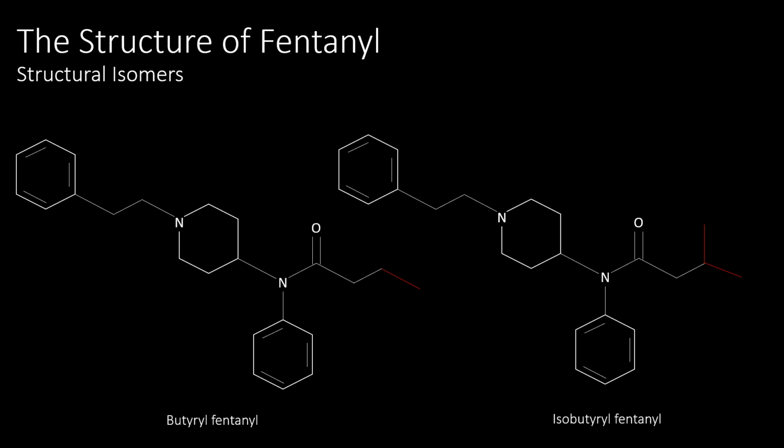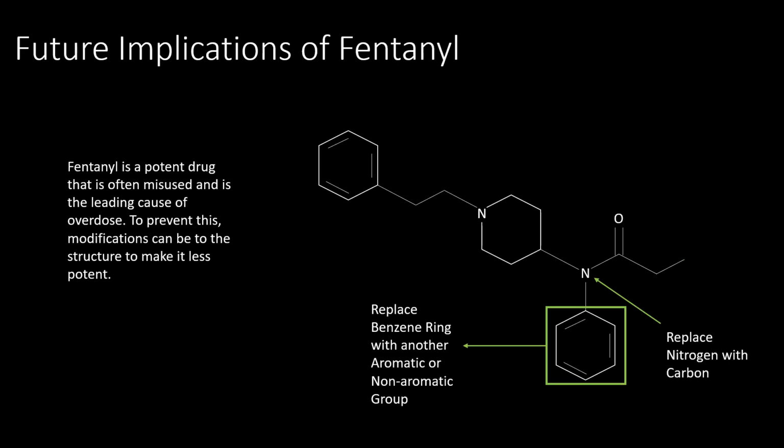Isomers of fentanyl, specifically structural isomers, are butyrylphenol and isobutylphenol, shown here, with the main differences being these groups highlighted in red. Future implications of fentanyl.